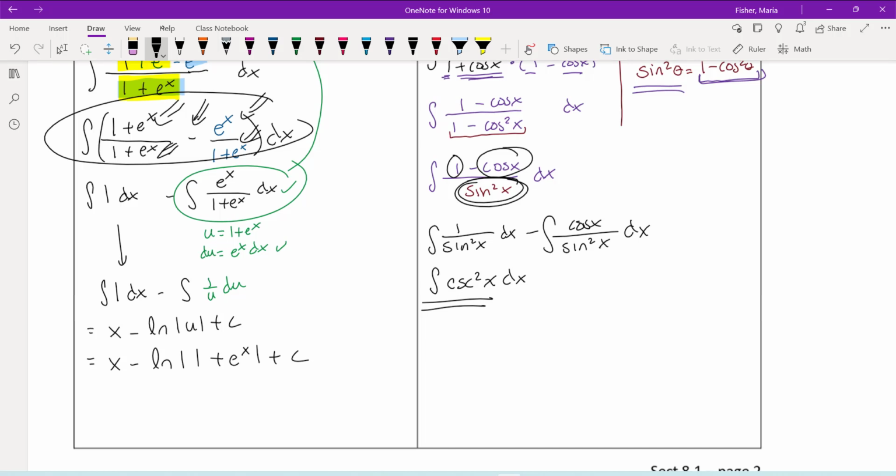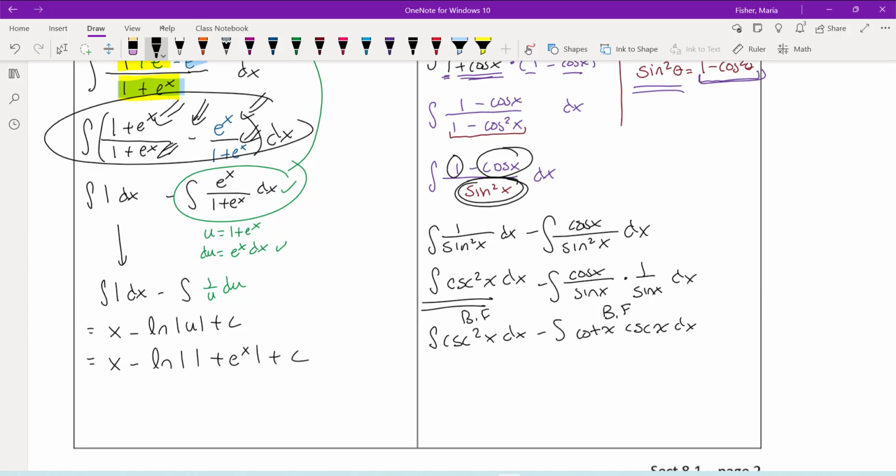But what about cosine of x over sine squared x? Well, isn't that really just the cosine of x over the sine of x times 1 over the sine of x dx? Yeah, of course that is. Why is that helpful? Because cosine over sine becomes cotangent of x, and 1 over sine becomes cosecant of x. And now we have a basic form and another basic form.